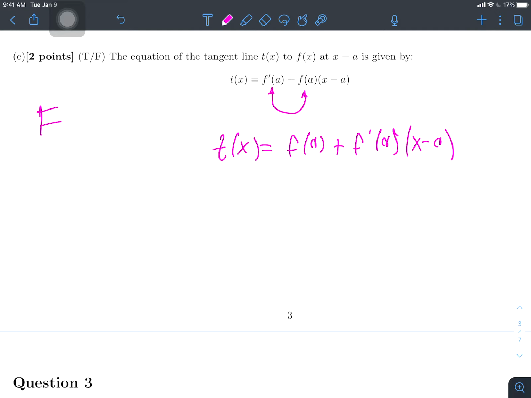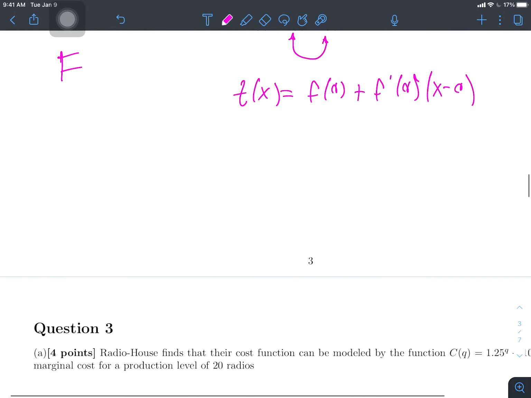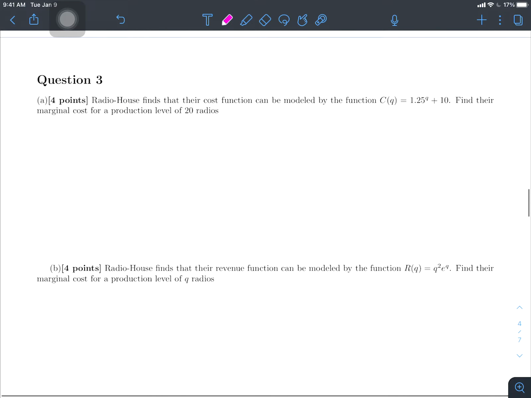And the reason you can remember that is because if you multiplied this out, what should get multiplied by x would be the slope of the line. And the slope of the line is, of course, the derivative. So that's how you remember the derivative should go here. All right, so that's true and false.